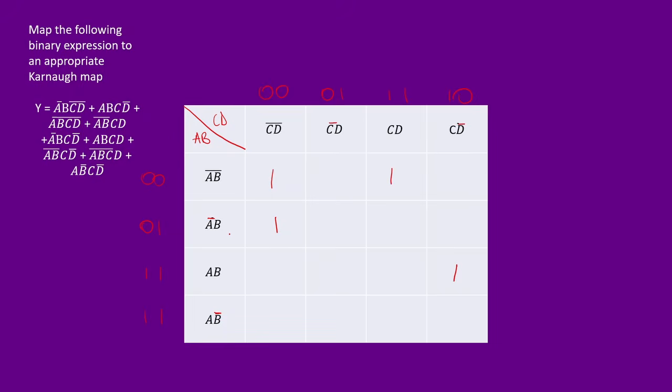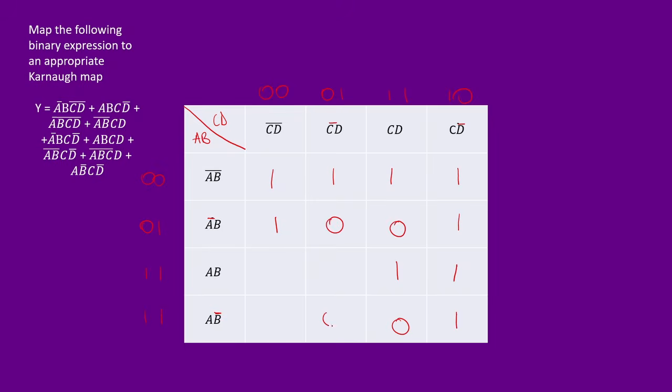Not A, B, so we'll go over to this row, and C, not D. Okay, that's this. AB, and CD. Not A, not B, C, not D. Not A, not B, not C, D. And A, not B, and C, not D. So to verify, we count that this output had 1, 2, 3, 4, 5, 6, 7, 8, 9, and the map also has 9. So we should be correct.